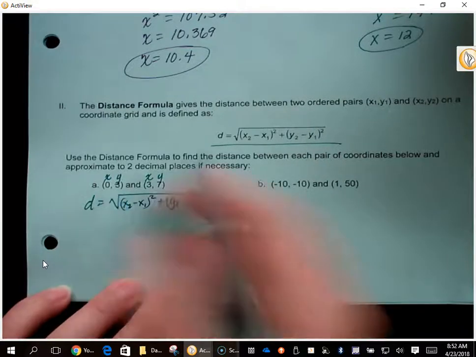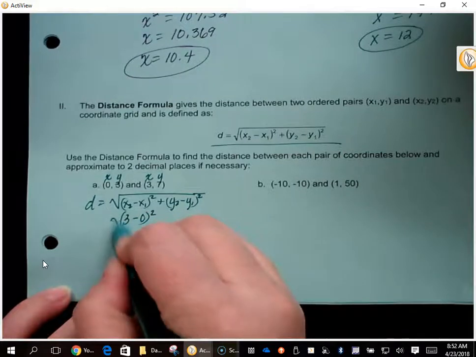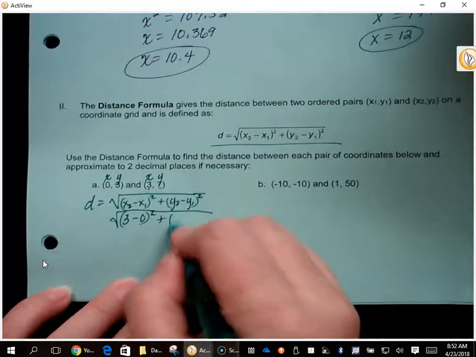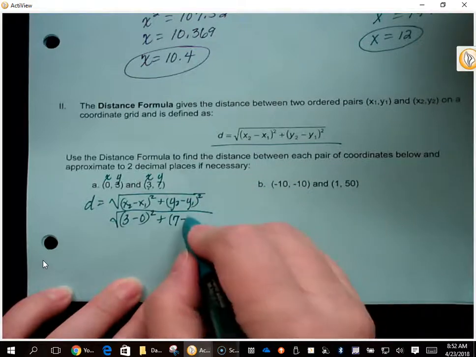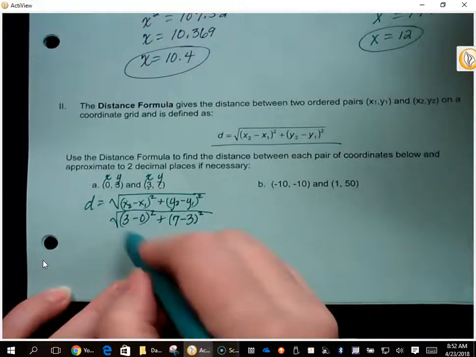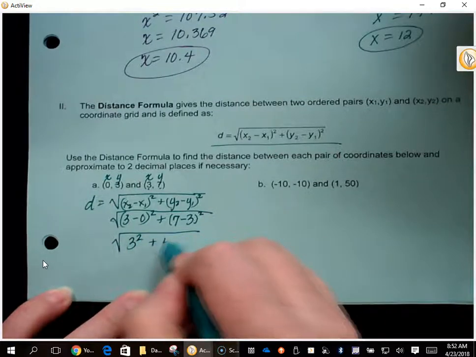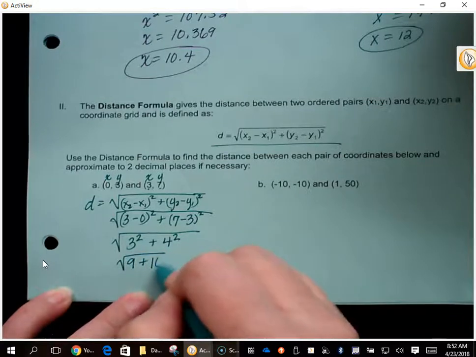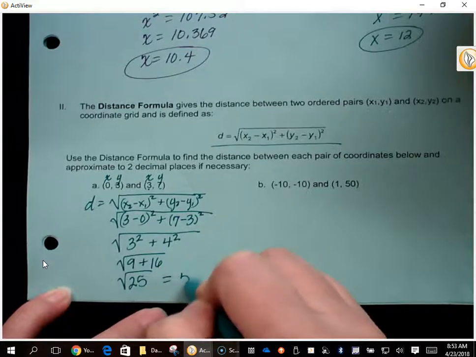So I have 3 minus 0 squared plus, since I used the 3 first, I have to use the 7 first. 7 minus 3 squared. And so I solved that. So I have 3 squared plus 4 squared, which is 9 plus 16, which is 25, and the square root of 25 is 5.